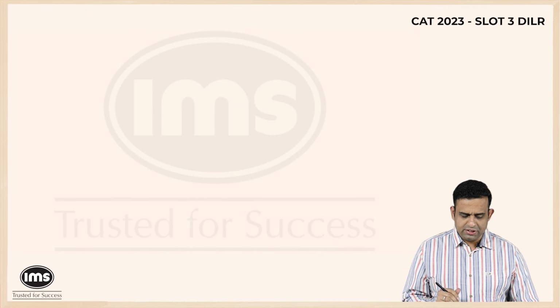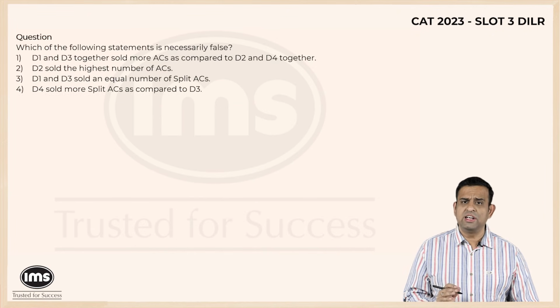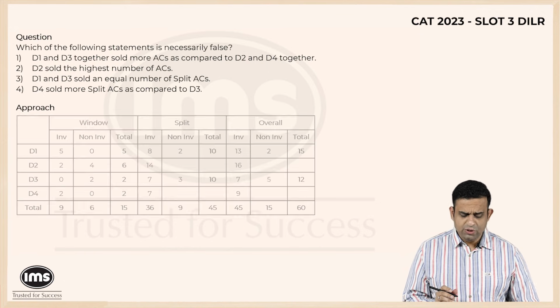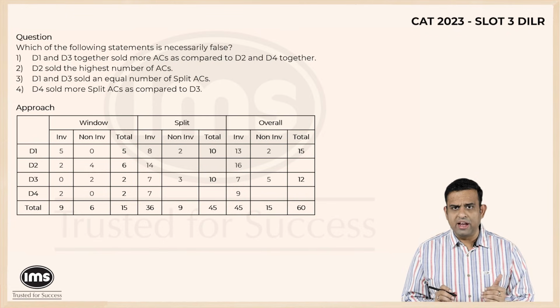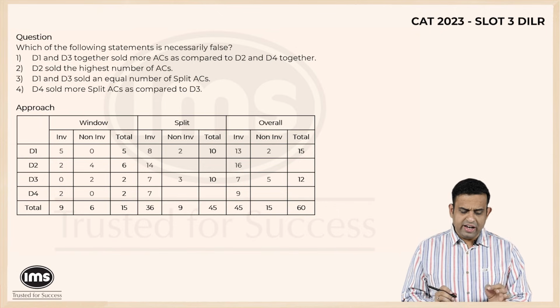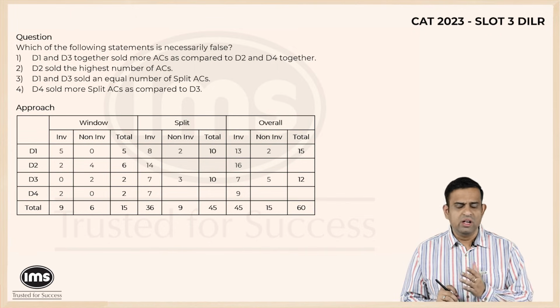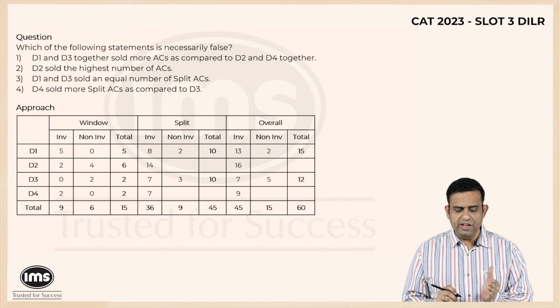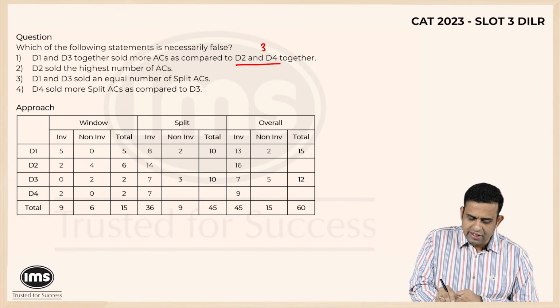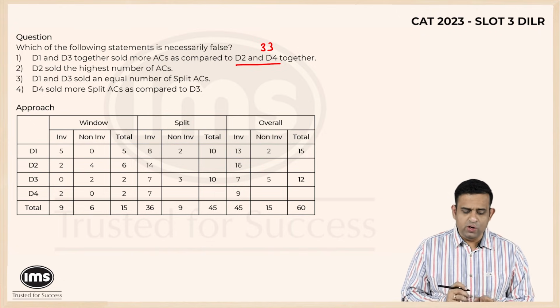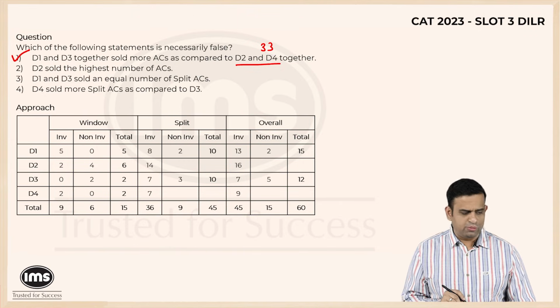If I go to the next question, it says, which of the following statements is necessarily false. It simply means it has to be false in each and every situation. So again, let's look at the table and try to analyze statement number 1 and then 2 and so on. Number 1 says D1 and D3 together have sold more ACs as compared to D2 and D4. In the previous question itself, we found out D1 and D3 have sold a total of 27. These two are selling 33, and 27 is not more than 33. So number 1 is certainly going to be false, and hence the answer would be option number 1.